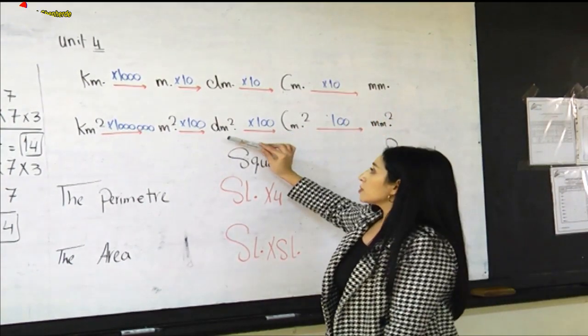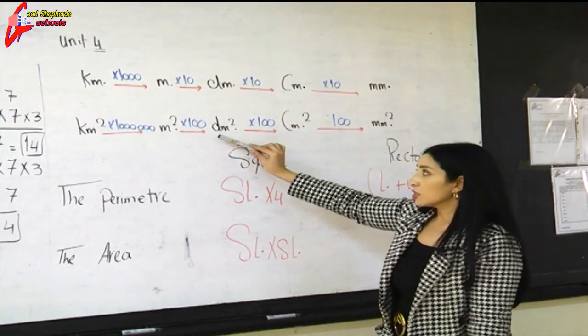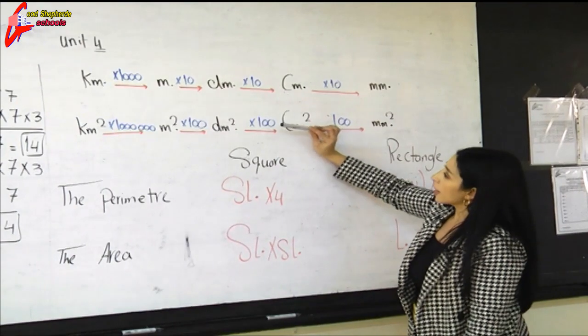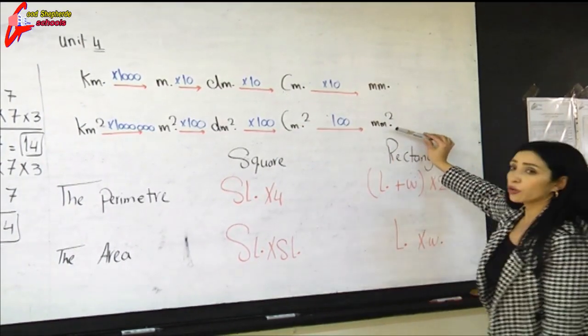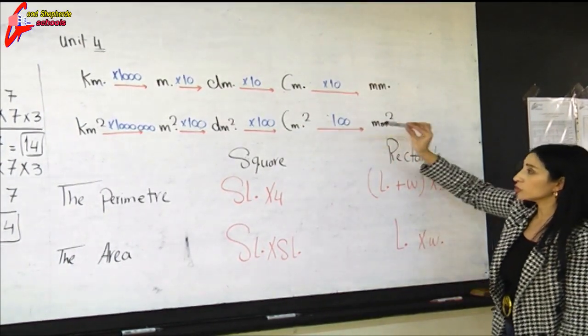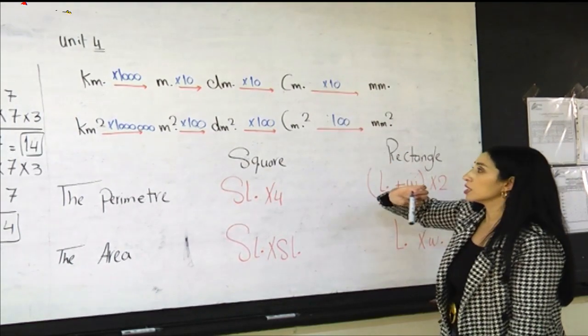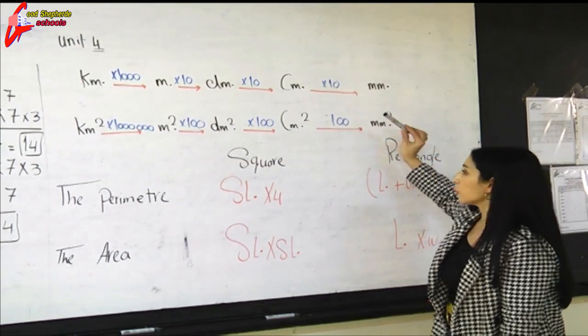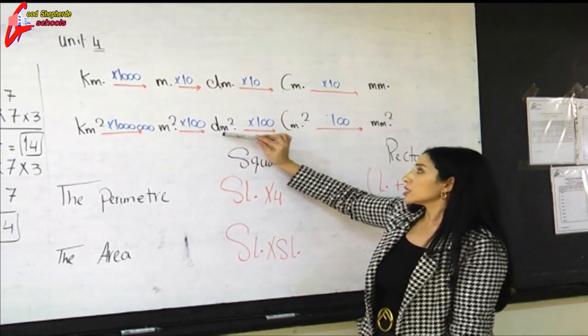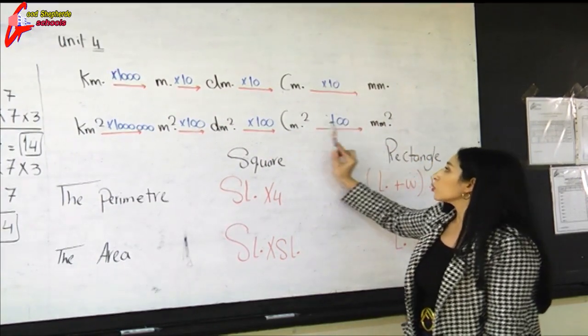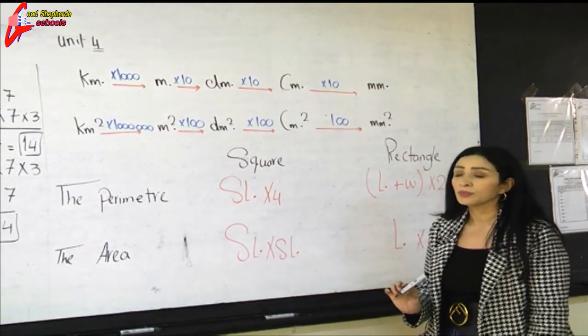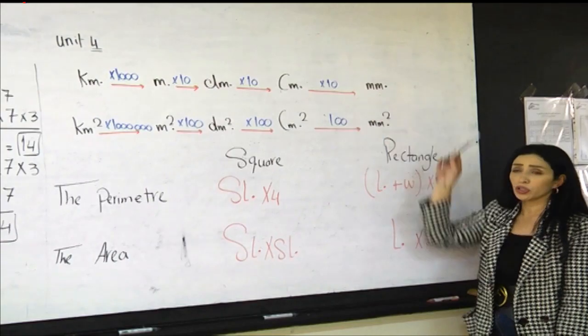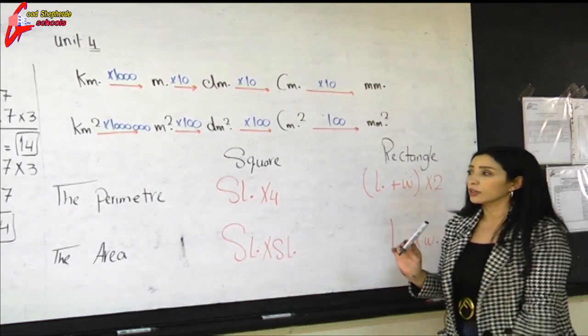When you move from this car to this car, decimeter square to centimeter square, add 2 zeros. When you move from this car to this car, erase 2 zeros. When you move from this car to this car, erase how many zeros? 1, 2, 3, 4 zeros. That's all about measuring units of perimeter and area.